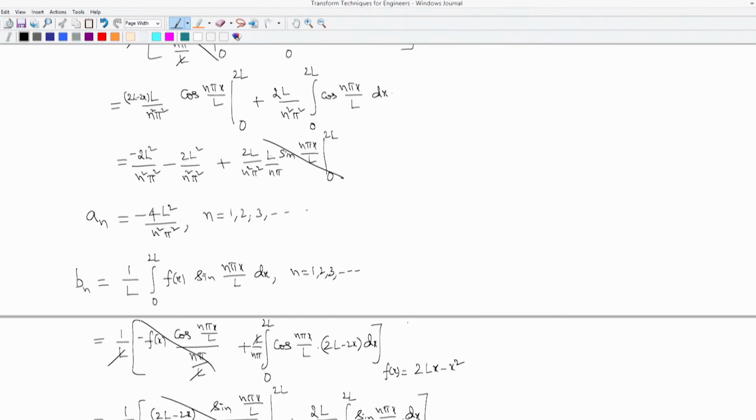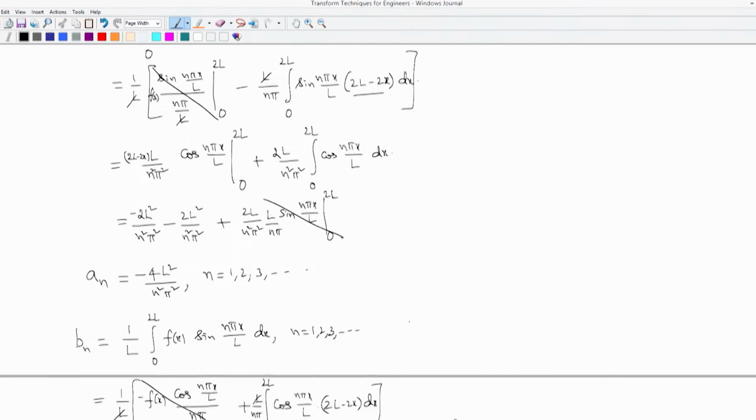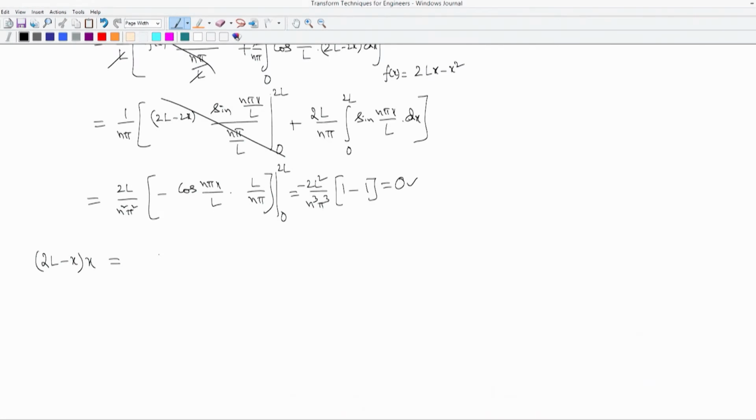So, b n's are 0, you get only a n's, and a naught is non-zero, 4 by 3 L square. a naught and a n. So, this implies, if you assume the Fourier series, if you assume a result that any sufficiently good time signal, if you can split it into time signals of different discrete frequencies, you can take a linear combination of all these, and then you can say that this is actually equal to your time signal. So, we will see that is a Fourier series of this function f x.